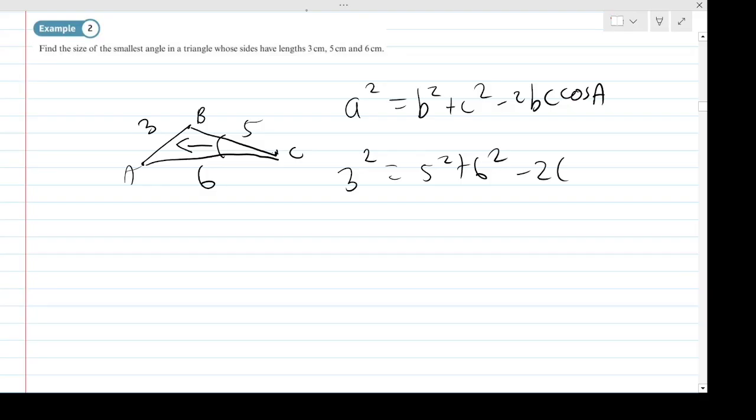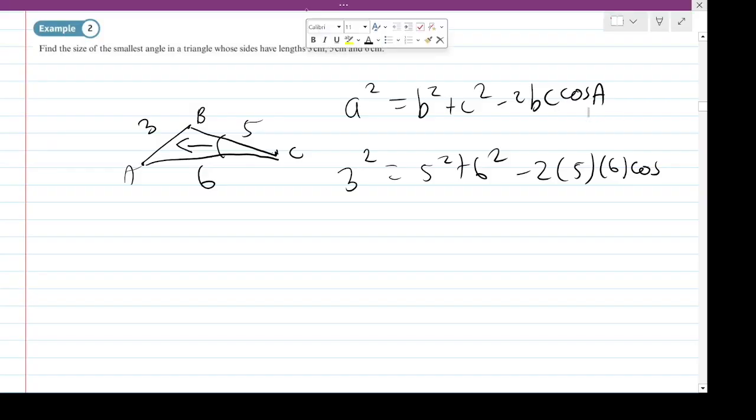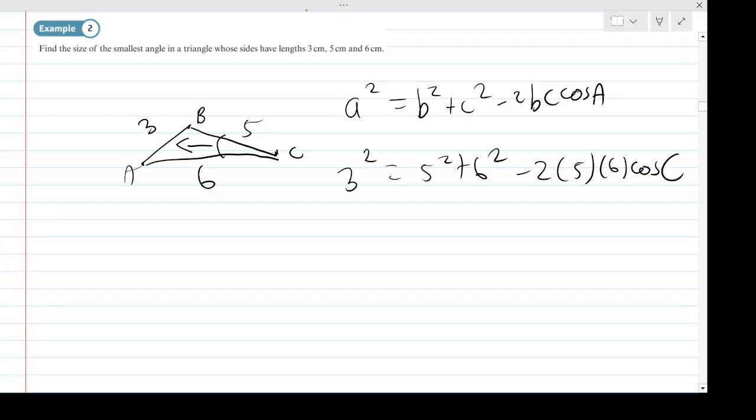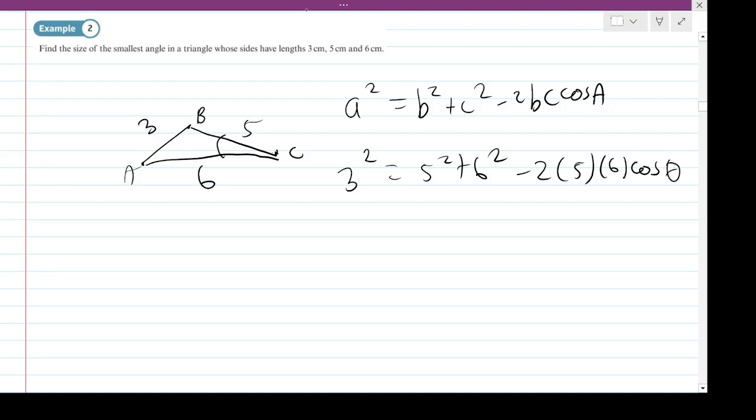Take away 2 lots of 5, lots of 6, lots of cosine of... well, I'm not going to use the letter A. It's going to be the angle at C, right? There we are. So then we just need to simplify this, right? Solve for the angle C. Or we could call it theta, I guess. Probably the more typical way of labelling it. So we need to solve for the angle theta.